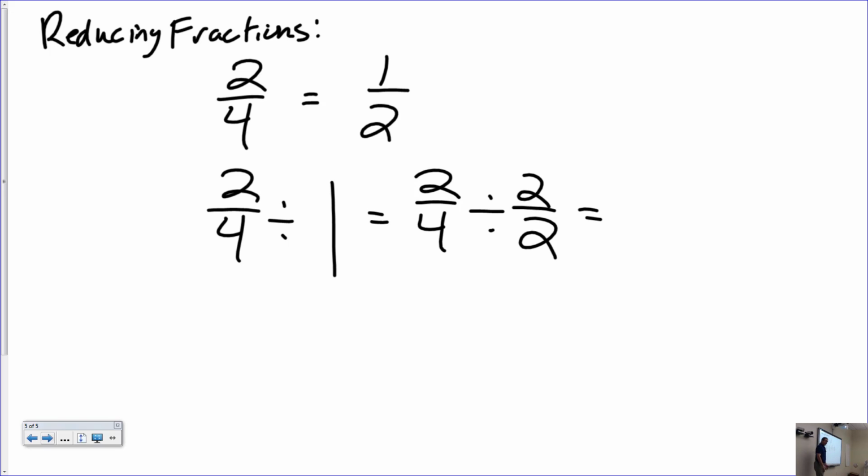And now what's 2 divided by 2? 1. And what's 4 divided by 2? 2. So the key here, folks, is that when you're reducing fractions, what you can tell people is that you're not really reducing anything. All you're really doing is dividing by 1. Which is kind of cool, because that tells people you're not really changing the number. Because when you divide by 1, nothing changes.